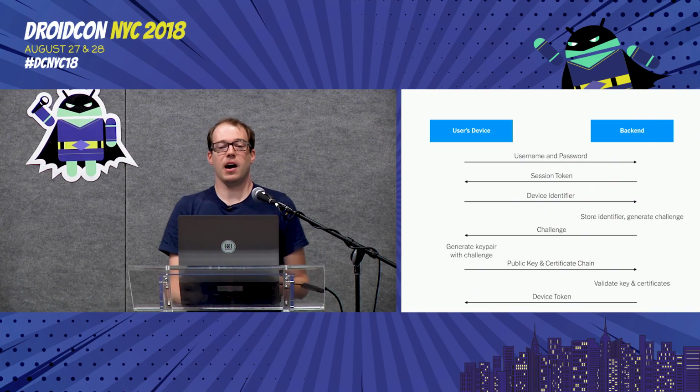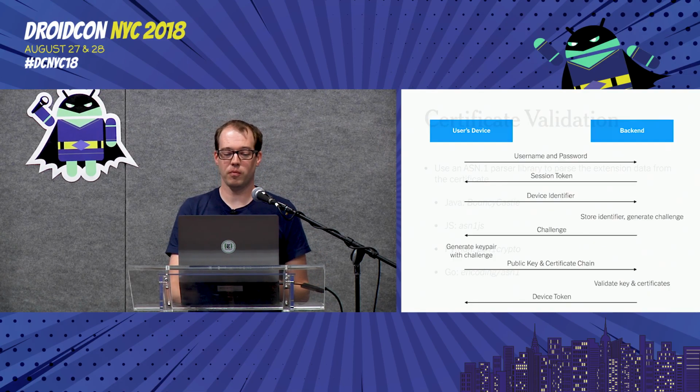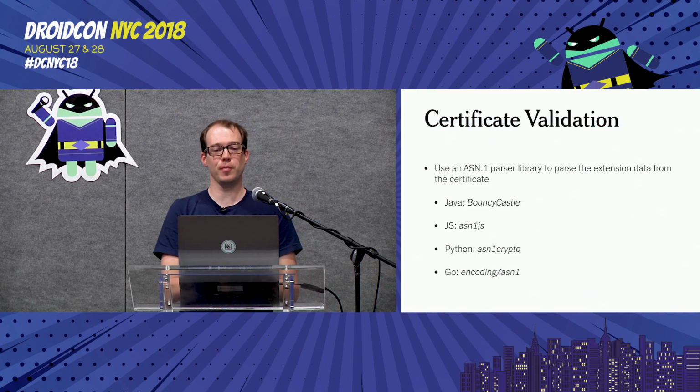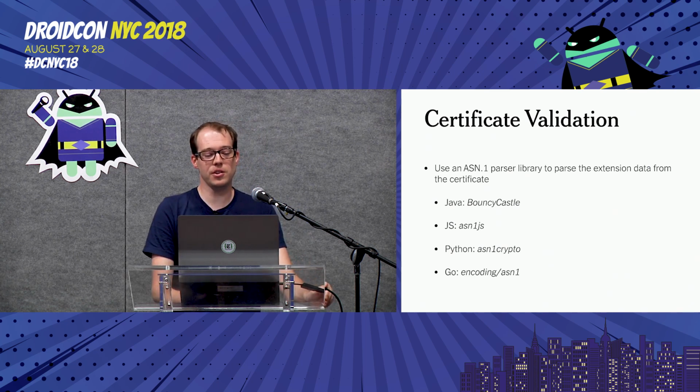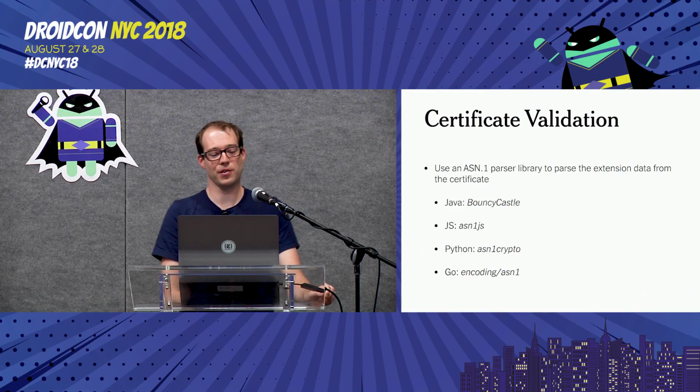I've mentioned all this, but how exactly do we validate the certificate? So this is a little bit hairy of a process, unfortunately, because certificates are 20-something-year-old tech, and so much of this stuff is maybe some arcane encoding. So you need to use an ASN.1 parser to pick out the extension data that Android has dropped in the certificate and then read it out.